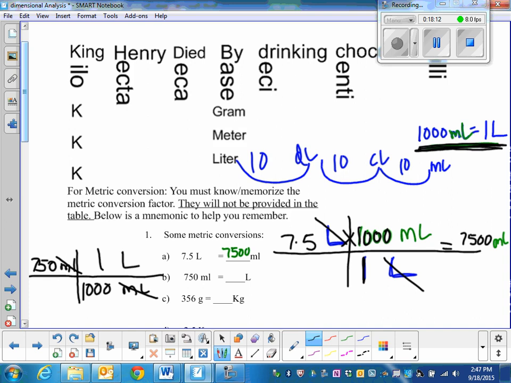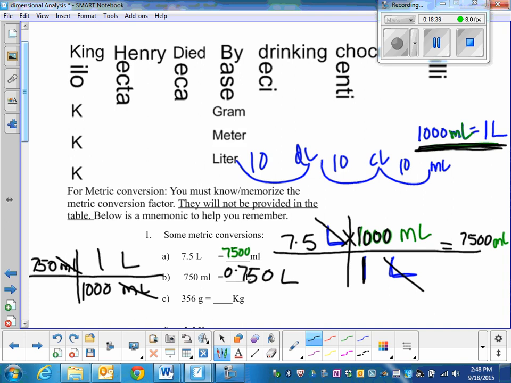What is my math in this problem? 750 times 1 is 750 divided by 1000. So if you put it in your calculator, 750 divided by 1000, I get 0.750 liters. Do you understand? Do you understand the process?